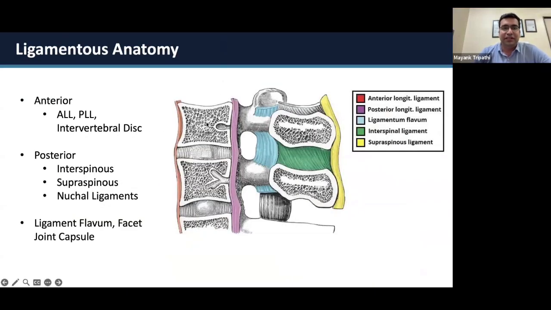Then this slide shows the ligamentous anatomy of the subaxial spine. This is a sagittal view. These are the vertebral bodies with the anterior longitudinal ligament, and this is the posterior longitudinal ligament. The intervertebral disc lies between the two vertebrae, and posteriorly we have the interspinous ligament, the supraspinous ligament, and the nuchal ligament, which is not visible in this diagram. We'll see it later. And among the lateral ligamentous structures, we have the ligamentum flavum and the facet joint capsule.